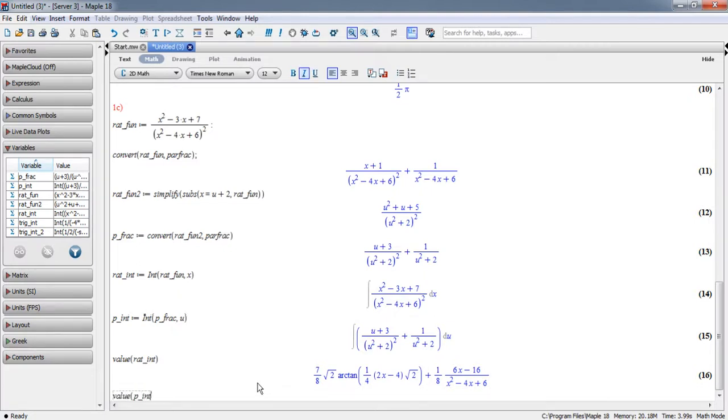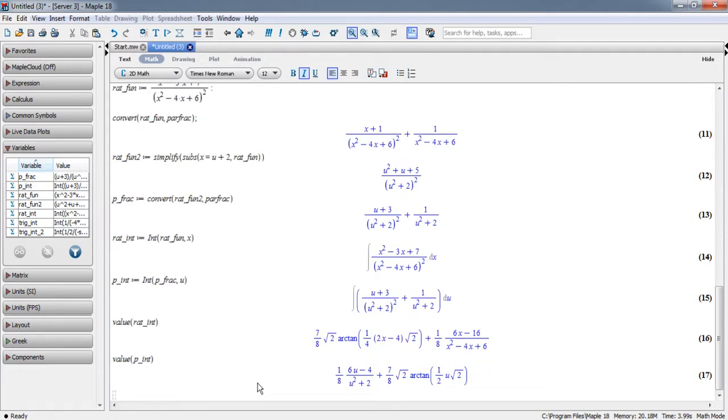Okay, and then I've got p int. Let's get the value of that integral. Okay, and it looks a little bit simpler, but notice how things are going to line up. This 1/8 with a rational function showing up is going to simplify to this part, and the 7/8 square root of 2 arctan is exactly this part. In order to see that, let's make one last step. We're going to undo our substitution we made.